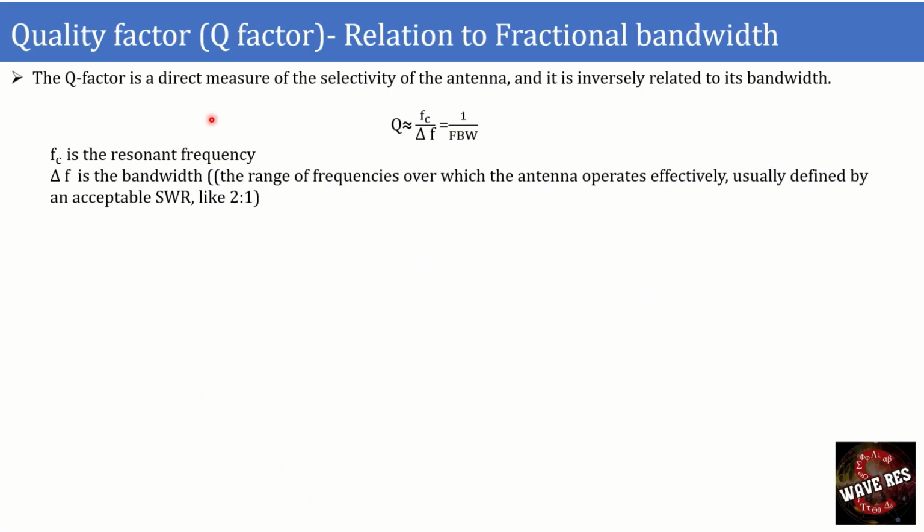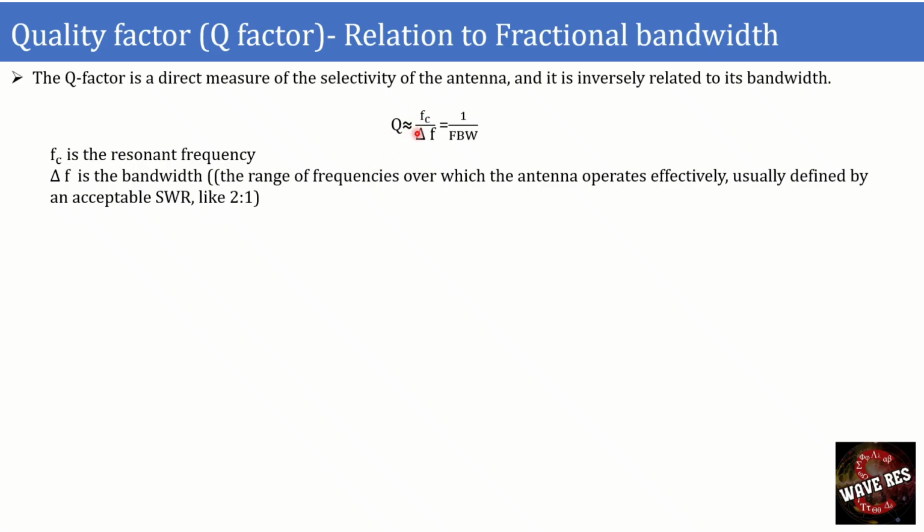So let's see what is the relation between Q factor and the fractional bandwidth. The Q factor is a measure of selectivity of the antenna. We have seen in the pendulum case that if it has a high selectivity of the frequency, it has high quality factor. So the quality factor is related to the bandwidth of the antenna by this equation: Q is equal to Fc by delta F. Delta F is the bandwidth where VSWR is in the range of 2 is to 1.